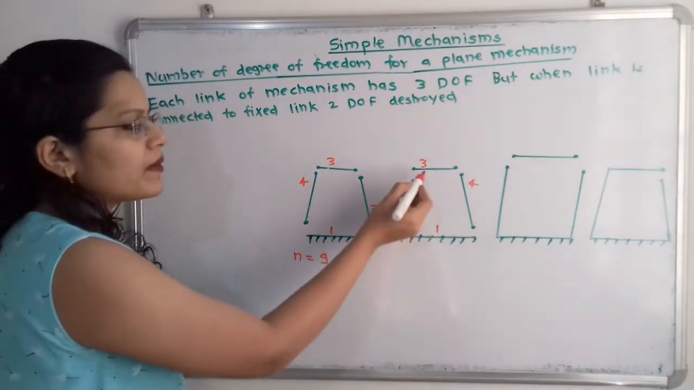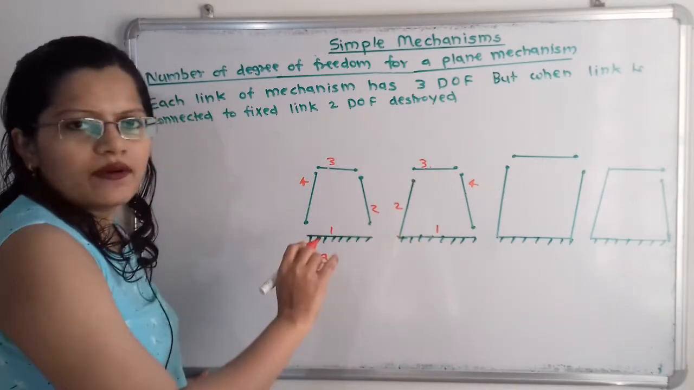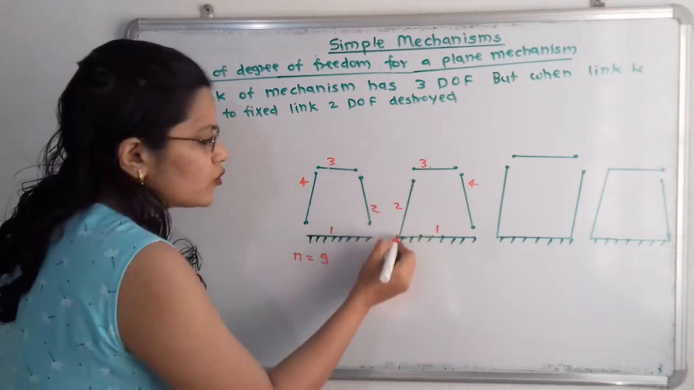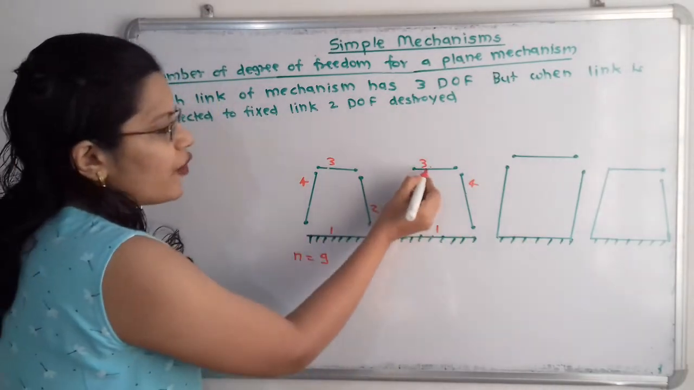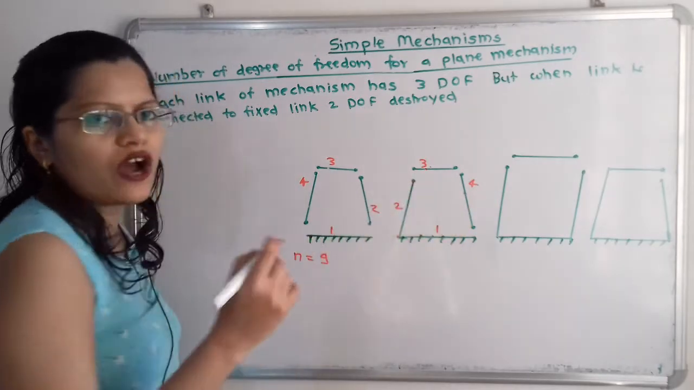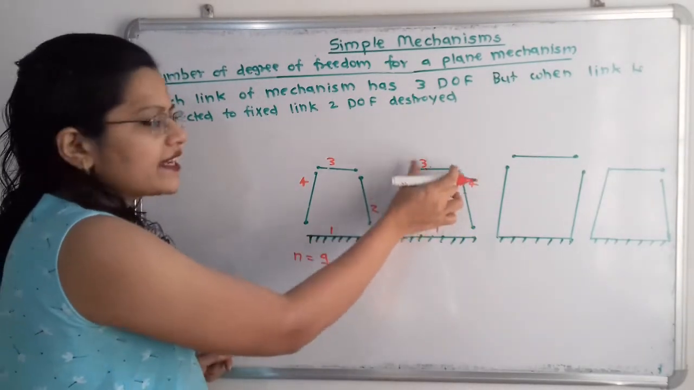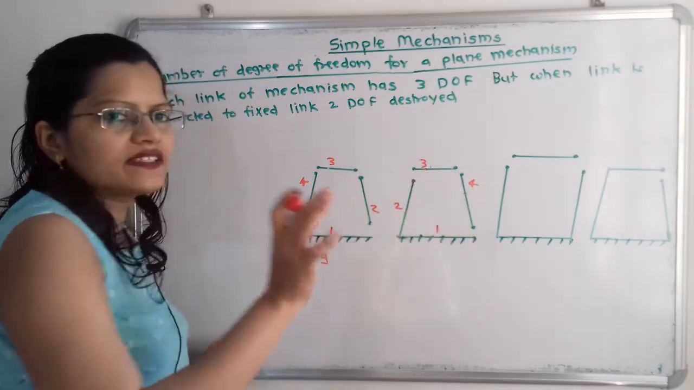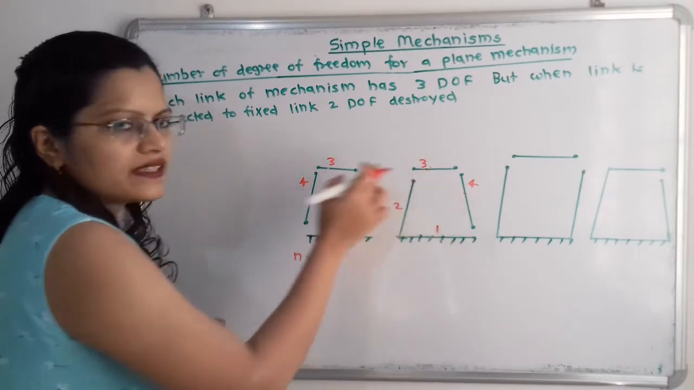Now how many movable links are there? Links 3 and 4 are the movable links, but link 2 is getting attached to the fixed link. Now for links 3 and 4, how many degrees of freedom? This link carries 3 degrees of freedom and this link also carries 3 degrees of freedom. That is, total degrees of freedom are 6.